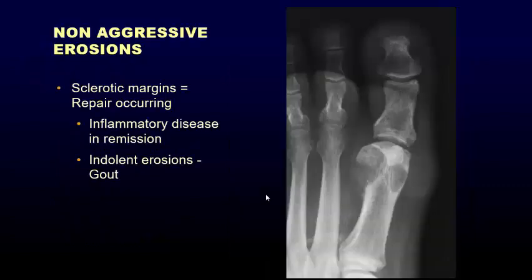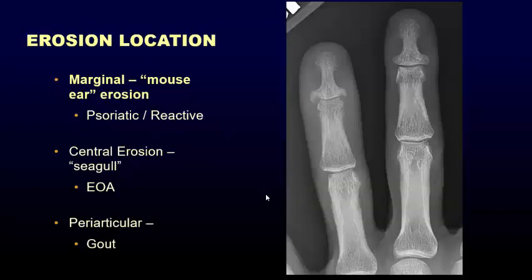Now contrast those prior aggressive erosions with these sclerotically marginated erosions. They're so indolent that the osteoblasts, as slow as they work, have had time to repair the margins and lay down a white corticated line. These sclerotically marginated periarticular erosions, shown here with lumpy, bumpy soft tissue deposits at the great toe MTP joint, are a classic gout. The location of the erosion is also helpful.